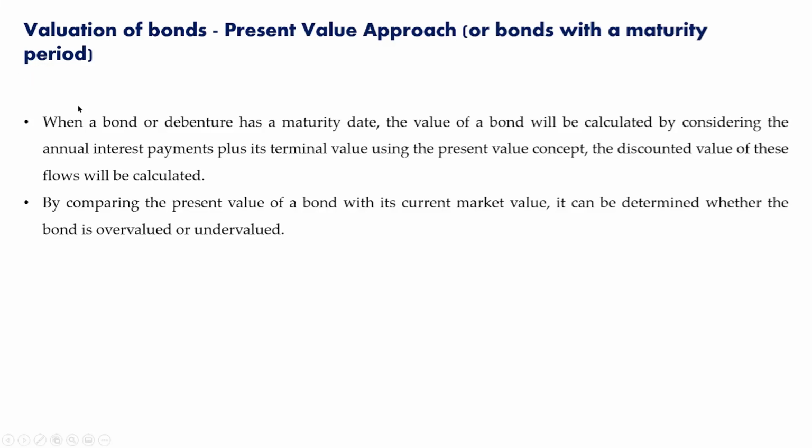And now we'll start with the valuation of bonds using the present value approach. So here, when a bond or a debenture has a maturity date, the value of the bond will be calculated by considering the annual interest payment plus its terminal value using the present value approach, and the discounted value of these will be calculated. And by comparing the present value of the bond with its current market value, we can see whether the bond is overvalued or undervalued. So that is the use of valuation of bonds.